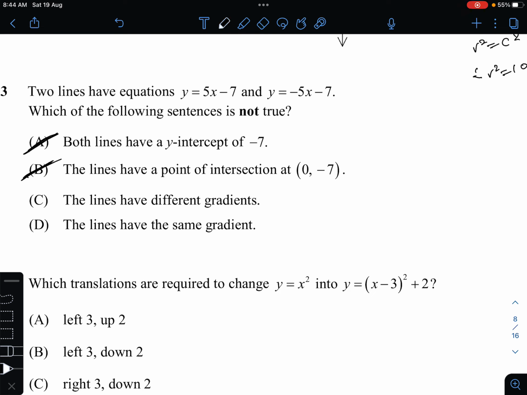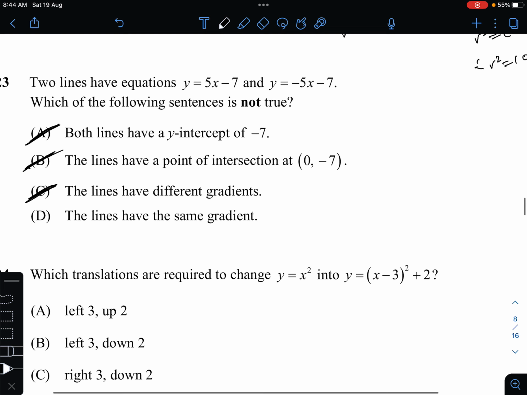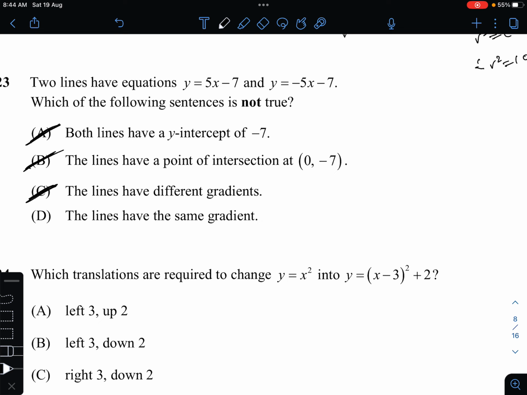The lines have different gradients. The gradient, remember, is the coefficient of x. This one's 5, this one's negative 5, therefore they do have different gradients. So C is true, so it can't be that one. And the lines have the same gradients. If I looked at it earlier, you could just see that it was either C or D because those two are opposite and therefore can't both be true at the same time. And actually the same is true with A and B, because if they do have a y-intercept of negative 7, it means they're guaranteed to also intersect. But whatever, I'm rambling. So the lines don't have the same gradient, therefore that is the one that's not true. So the answer is D.